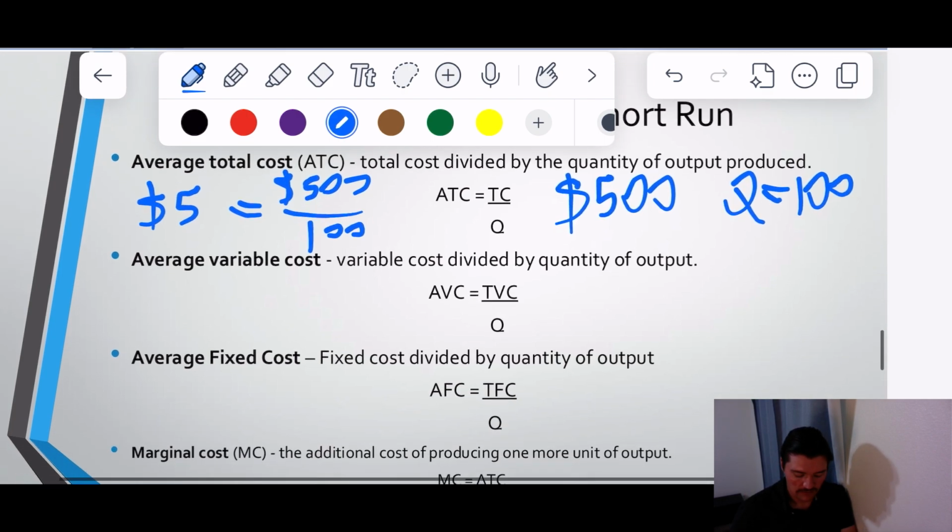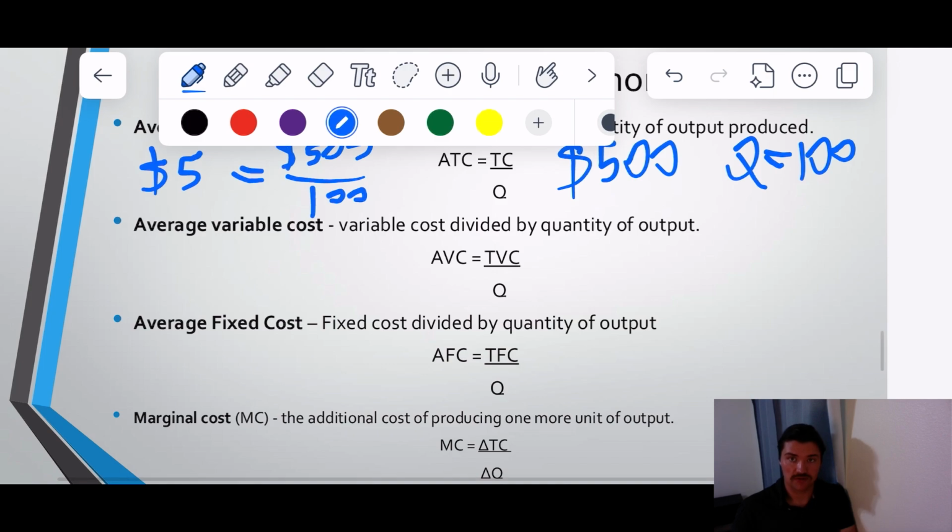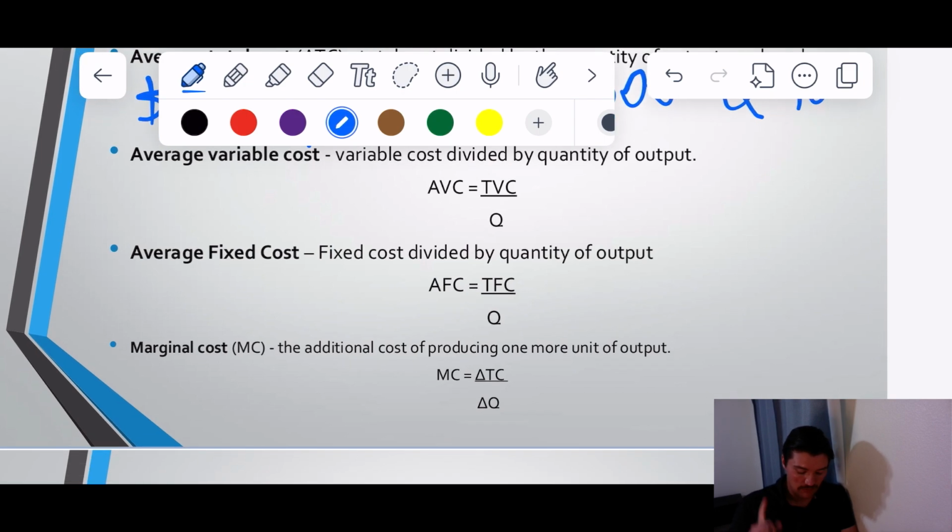You're going to do the same thing for the average variable and the average fixed, just finding the total variable cost of a certain quantity and then dividing that by the quantity. All right, and that'll find the average variable and the average fixed. And then another thing that's going to be pretty important is the marginal cost. Again, marginal is just the change or the additional. So marginal cost is the additional cost of producing one more unit.